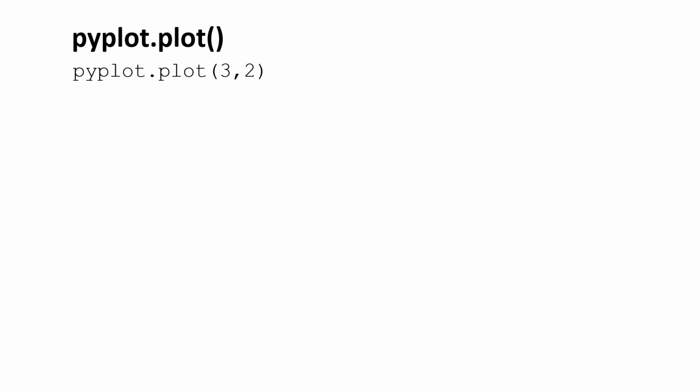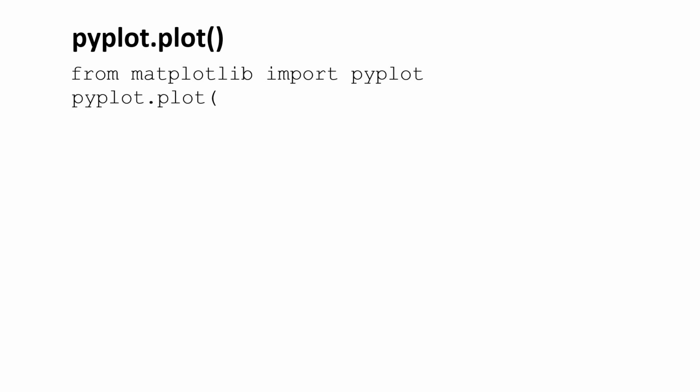Let us see this practically. We start a new script and type the following code. From matplotlib import pyplot. This will import pyplot module from the matplotlib library. pyplot.plot(3, 2). This will plot a point at 3, 2. If we run the code now, it will not show any graph because the plot function prepares the graph internally and it does not show any graph.